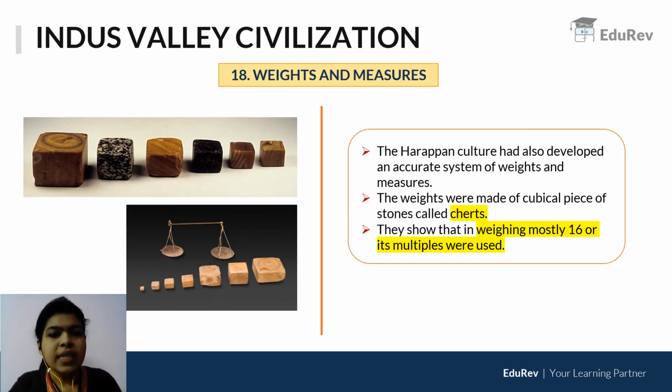And the next thing is weights and measures. Of course, they had standard weights and measures in the form of cubical pieces of stones, which were called sherds. And they show that in weighing, mostly they followed the practice of 16 and multiples of 16. That was the general practice. Like 16 annas, that was a very common way of trade and commerce. You have certain coins, and 16 was actually the multiple for weighing measurements. 16 was also the major practice for giving out coins for trade and commerce. So that also you have to remember.